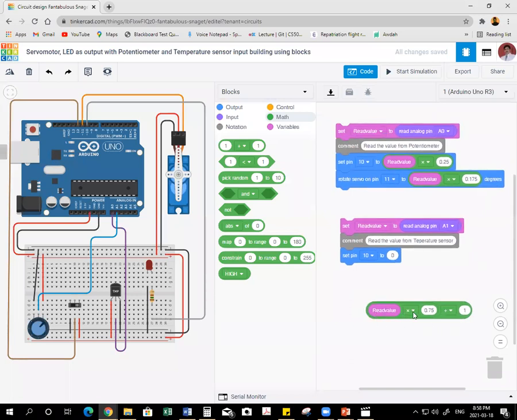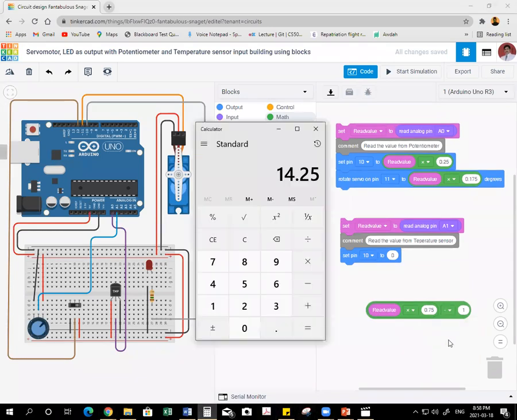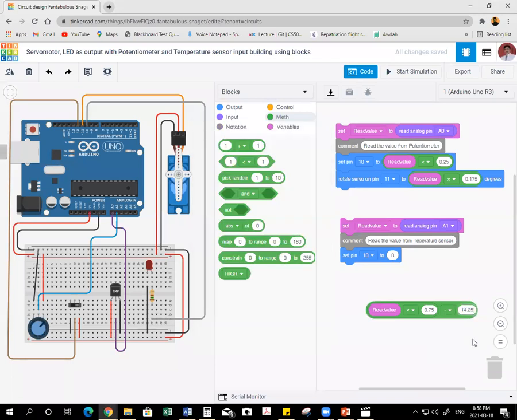So read the value and multiply with 0.75, should be minus with, where is the value mine? 14.25. 14.25. Okay. This you can put here.